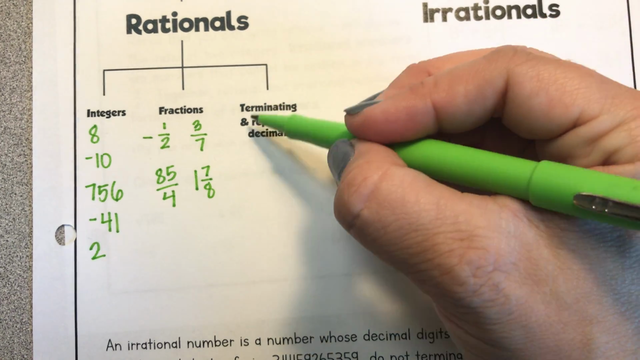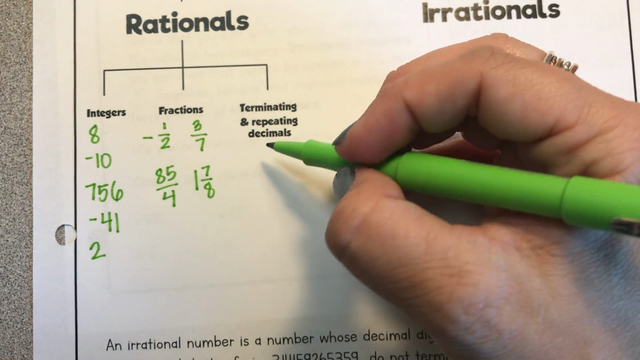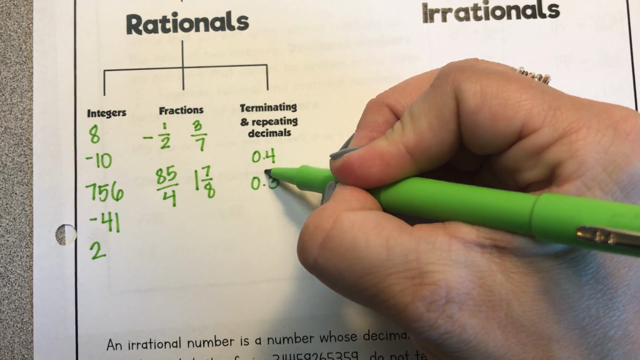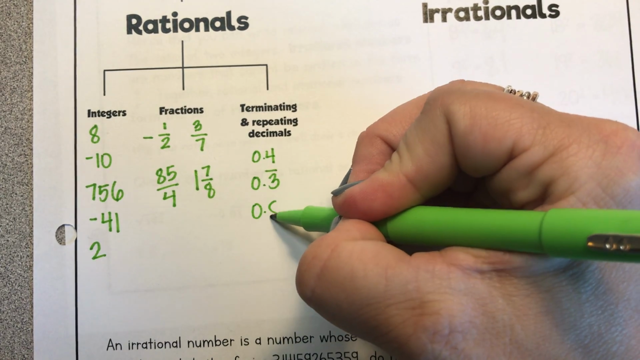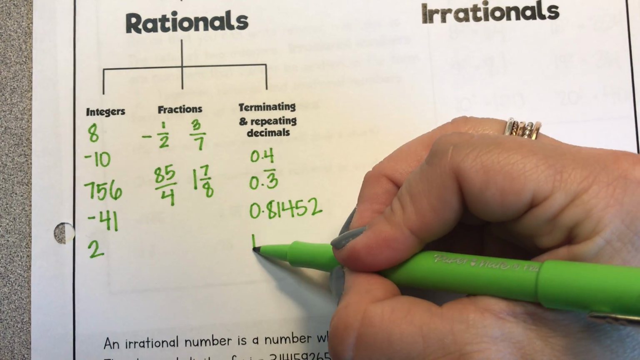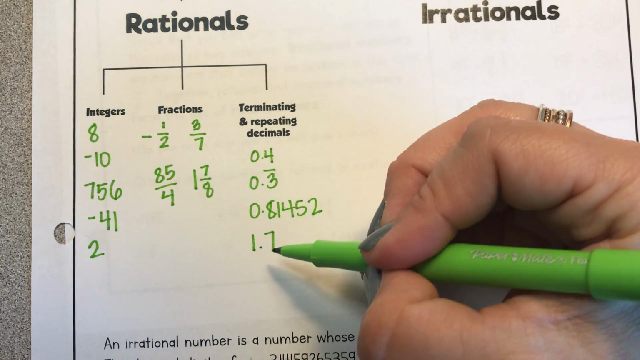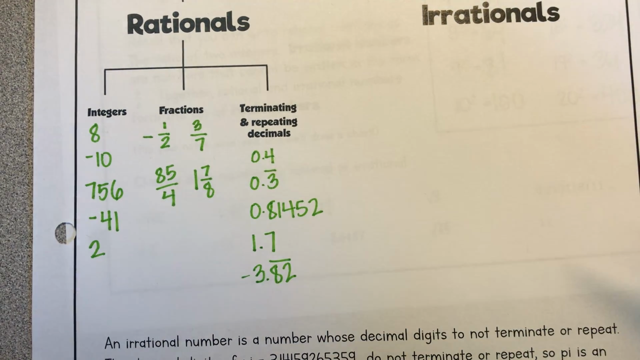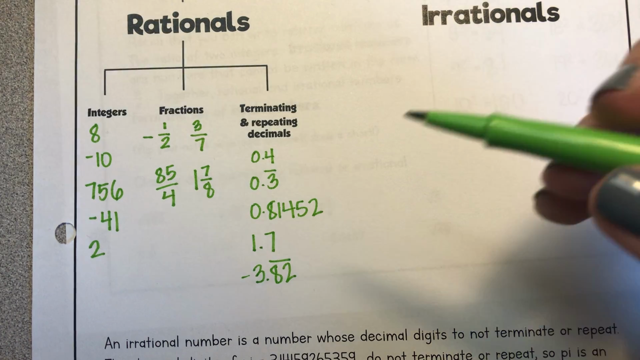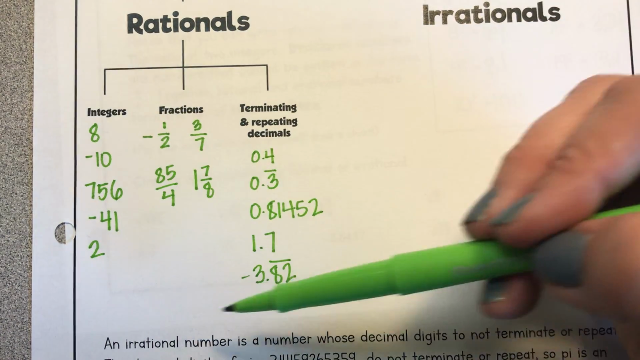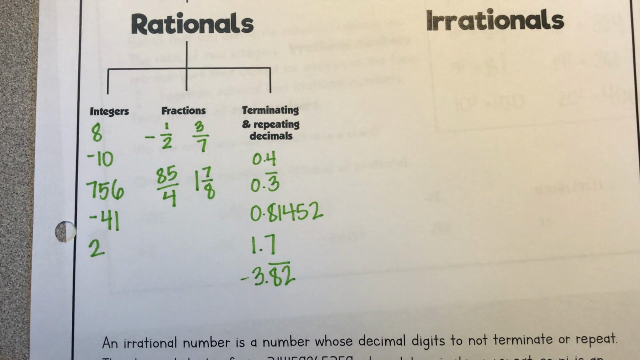And then it's also made up of terminating and repeating decimals. So like 0.4, 0.3 repeating, 0.81452. It could be 1.7. It could be negative 3.82 repeating. If it's a decimal that is either terminating, which means ending, or repeating, then it is a rational number. So what is even left, right?